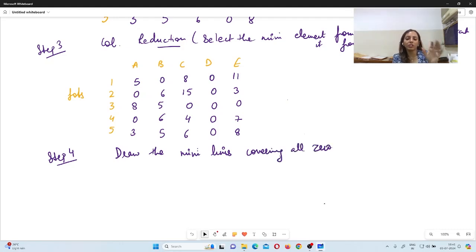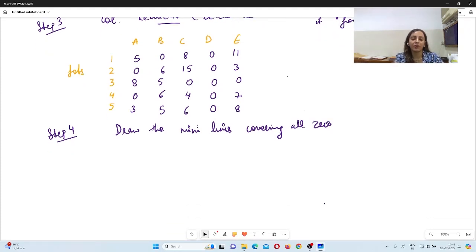Right? That all the zeros being covered up and the number of lines will be less. So again, you have to do some adjustment. You have to check how many zeros are there and have to draw the line. But remember, the line should be minimum and that covering all the zeros, right?